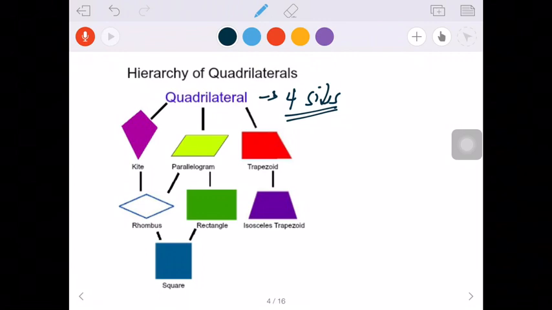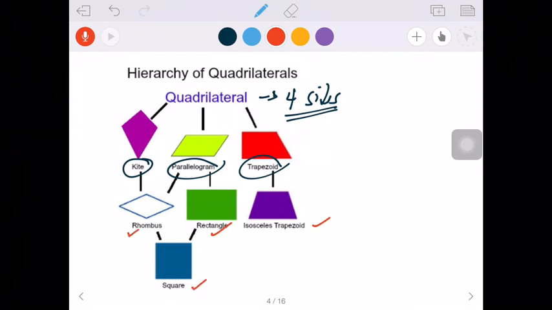So the basic and major types are the kite, the parallelogram, and the trapezoid. And here, as you can see below, you have examples like isosceles trapezoid, rectangle, rhombus, and square. They are the special types of quadrilaterals which are based on the major types: kite, parallelogram, and trapezoid. And we will deal with each one of them in this discussion today.